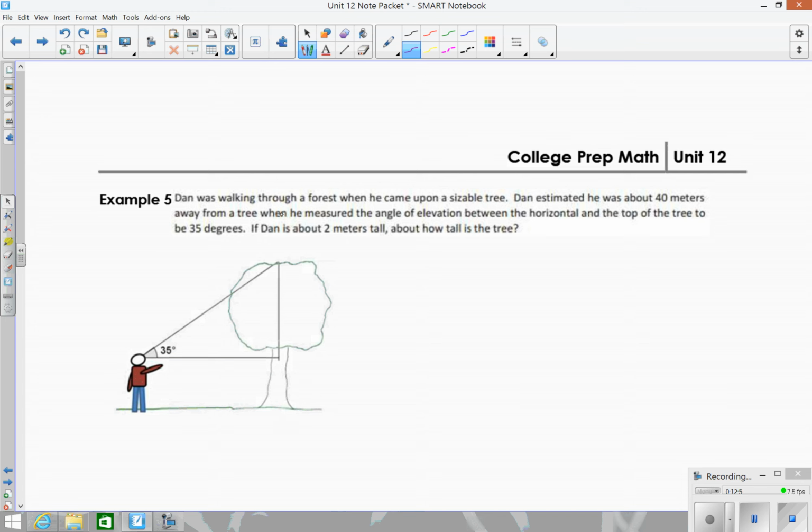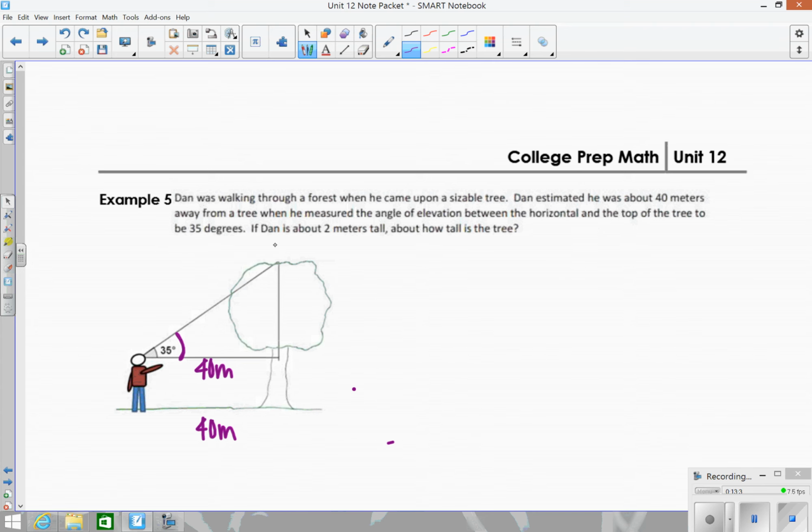So we have: Dan was walking through a forest when he came upon a sizable tree. The tree was very tall and he wanted to estimate how high the tree is. Dan estimated that he was about 40 meters away from the tree. So really this is 40 meters down here, but it's also 40 meters up here. That distance between him and the tree is 40 meters. He was 40 meters away from the tree when he measured the angle of elevation. So here's my angle of elevation, from the horizon up to the top of the tree, which was 35 degrees.